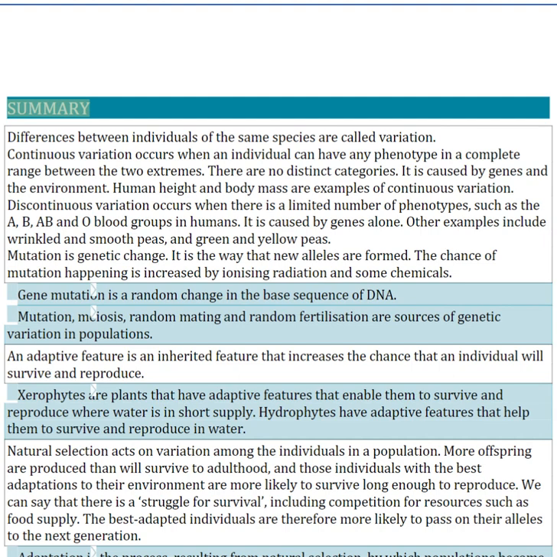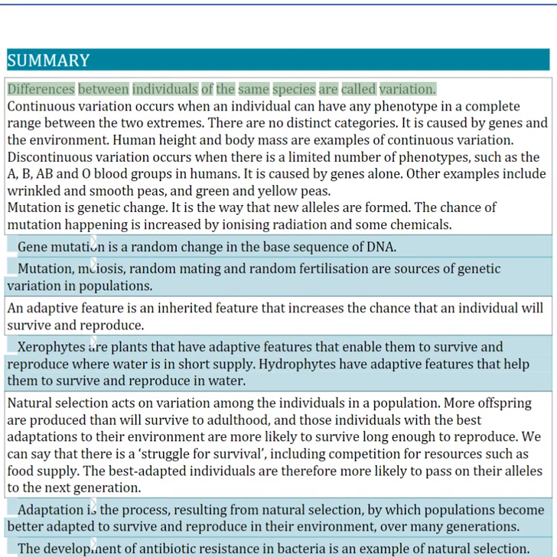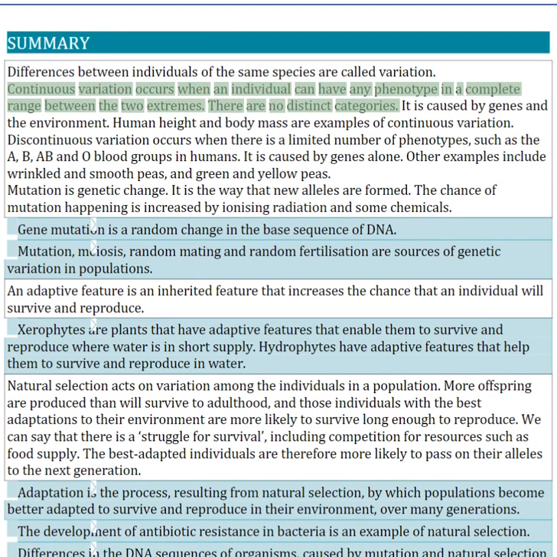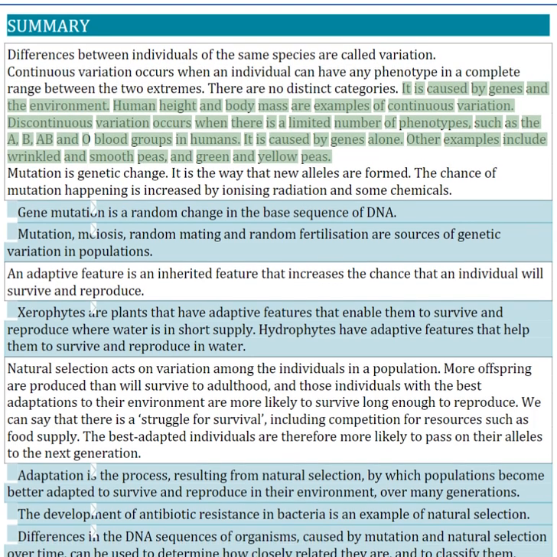Summary. Differences between individuals of the same species are called variation. Continuous variation occurs when an individual can have any phenotype in a complete range between the two extremes. There are no distinct categories. It is caused by genes and the environment. Human height and body mass are examples of continuous variation.